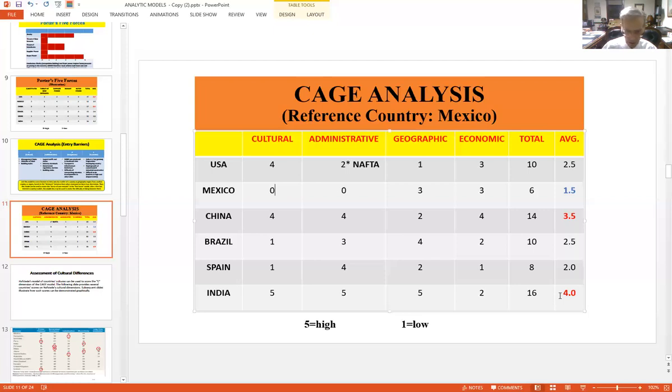And the difference is simply the difference between 5s down here and 4s here for cultural and administrative. Obviously, the easiest country for Cmax to enter is its own country, but it wasn't a perfect one.